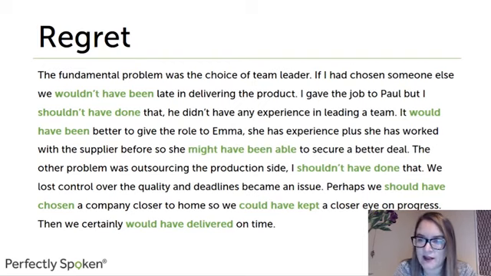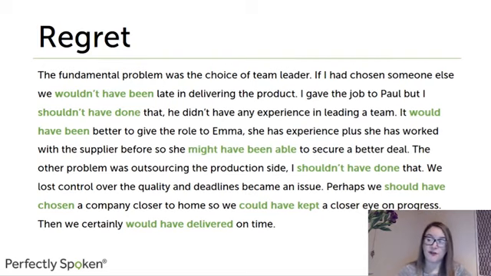She has experience, plus she has worked with a supplier before, so she might have been able to secure a better deal. The other problem was outsourcing the production side. I shouldn't have done that. We lost control over quality and deadlines became an issue. Perhaps we should have chosen a company closer to home so we could have kept a closer eye on progress. Then we certainly would have delivered on time.